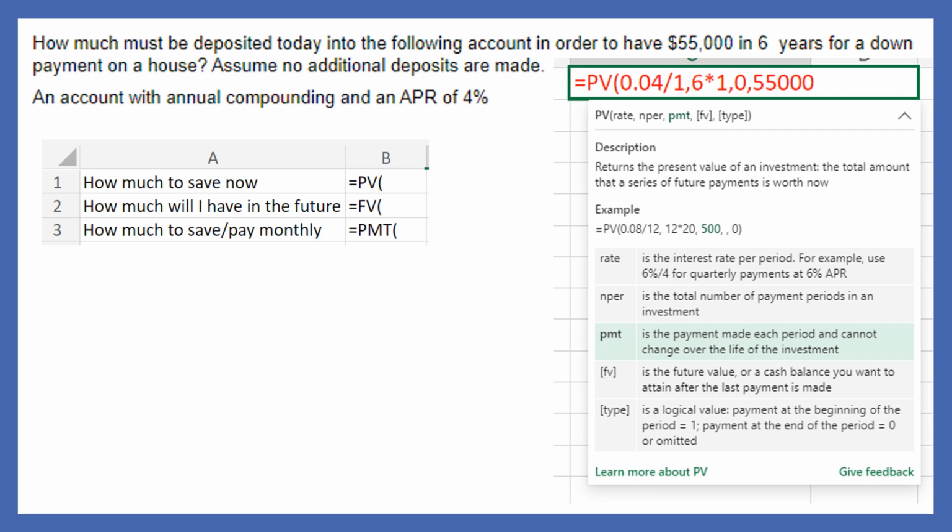In this case, it says annual compounding. So we're just going to divide by 1. And then the same thing for the number of years. We have 6 years, and they're only compounded annually, so we don't need to multiply it by anything, but we're going to multiply by 1 just because we compound once per year.